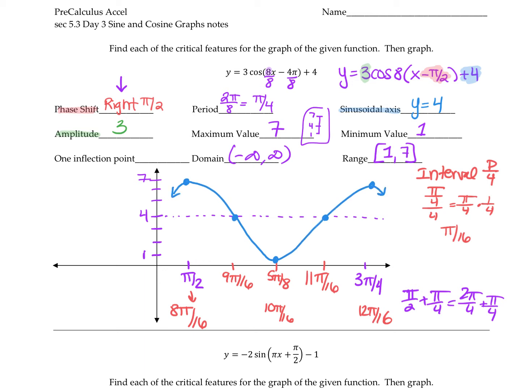All right, so let's go back to this idea of inflection points. So my inflection points are where my graph goes between a max and a min. So my two inflection points are going to be here and here. So it says to name one, but I'm going to name both of them. So my first one is 9 pi over 16 comma 4, and my other one is 11 pi over 16 comma 4. So my inflection points will always be those middle points. So the cosine, there's 2 of them. In a sine cycle, there's 3.